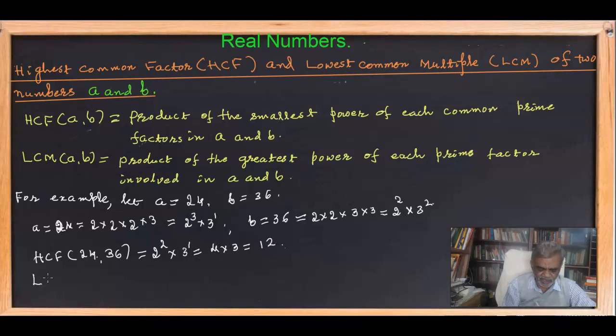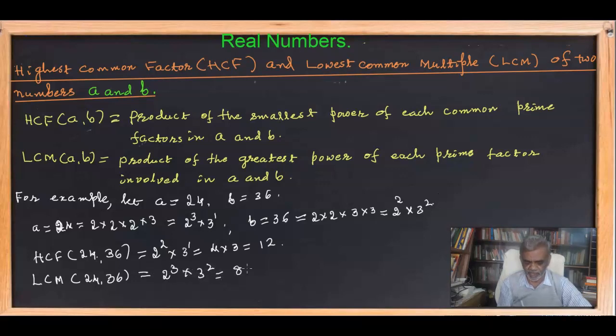And similarly, LCM of 24 and 36, by the definition of LCM made above, is equal to the greatest power of each prime. The greatest power is here 2 raised to 3, and the greatest power is here 3 raised to 2, that is 8 into 9, that is 72. In this way, we can use the fundamental theorem of arithmetic and find the HCF and also the LCM of the numbers.